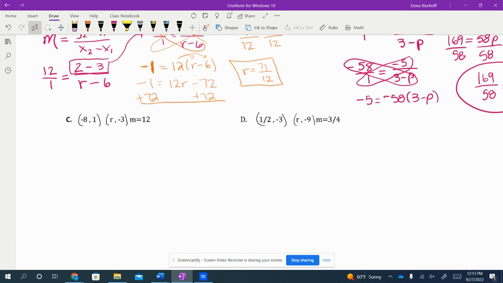Do you guys want to try C? Someone want to try it? Someone want to tell me what to do step by step? My throat is so sore. Someone take the reins. What do you want to do? I'll go ahead and label them. X1, Y1, X2, Y2. Someone tell me what to do. I can try, but I'm a little confused myself. Okay, try it, Kate.